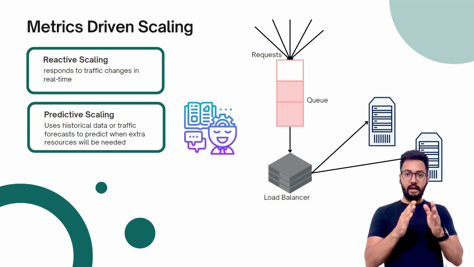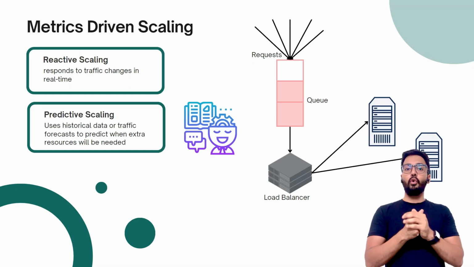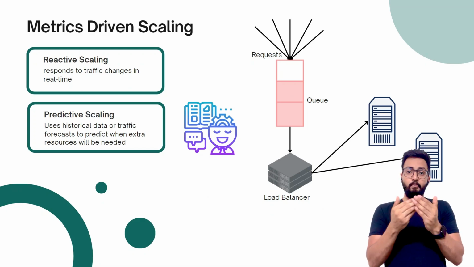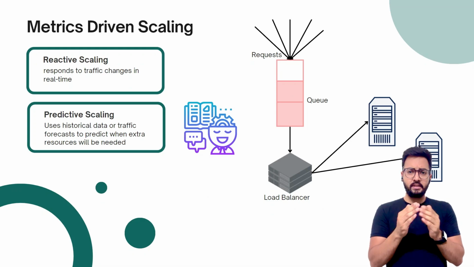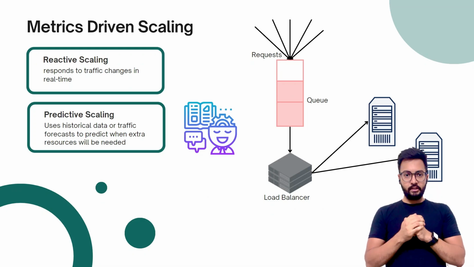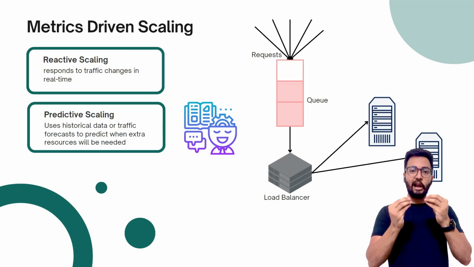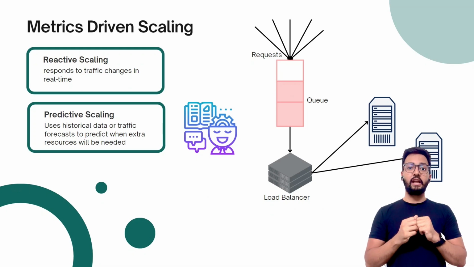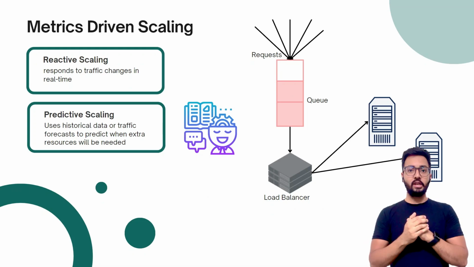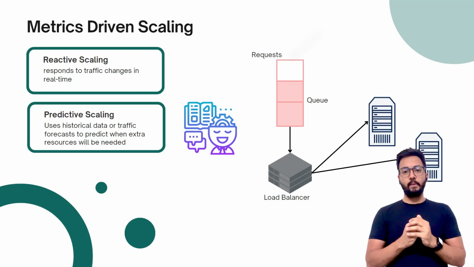If not optimized correctly, autoscaling can lead to over-provisioning, where you pay more for resources than necessary during low traffic periods. So basically, cost optimization is the key here, and cloud providers often provide tools that help you fine-tune scaling policies to strike the right balance.